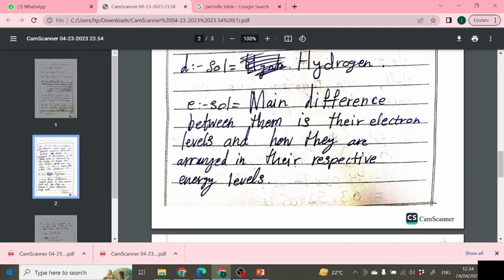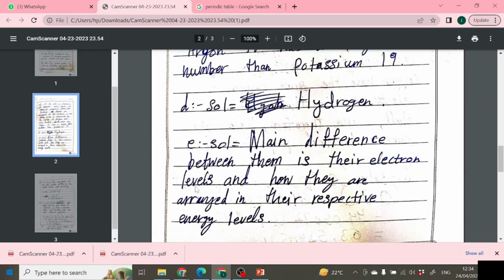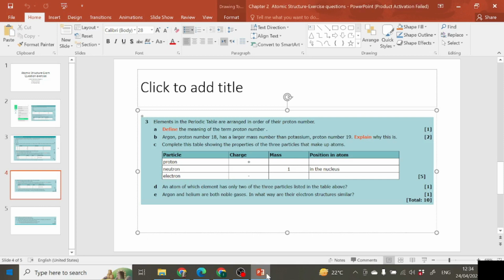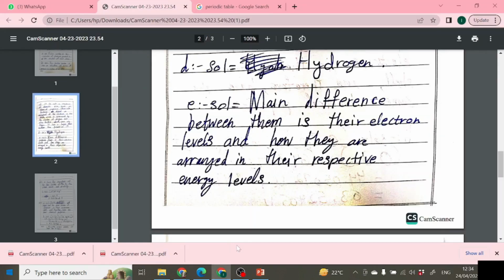The student answer is: the main difference between them is their electron levels and how they are arranged in their respective energy levels. It's partially true, but it's not right. The question is in what way are their electron structures similar. So he says main difference, but it's not the difference, we have to look for similarity. The similarity is that the last shell is complete, they are stable.